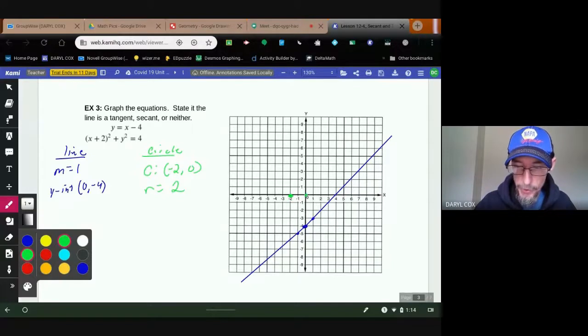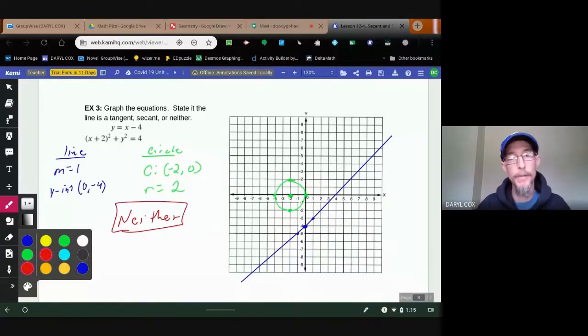A radius of 2 in each direction. I draw this, and look what happens. This time, they don't touch at all. So it's not a tangent. It's not touching one time, and it's nowhere near it, so it's not touching 2 times. So in this case, this is neither. Okay? Excellent.